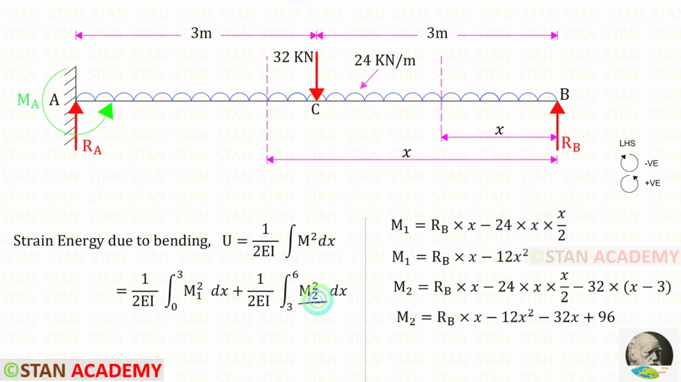Now let us find m2. Up to the second section we have RB, the uniformly distributed load 24 and the point load 32. RB is acting in the anti-clockwise direction so that it will be positive and the distance is x. The uniformly distributed load is acting in the clockwise direction so that it will be negative. We know that with this load we have to multiply the distance and the distance by 2. The point load 32 is also acting in the clockwise direction, so it is also negative. For this load we have to take this distance. This distance is x minus 3. We can multiply minus 32 with x minus 3.